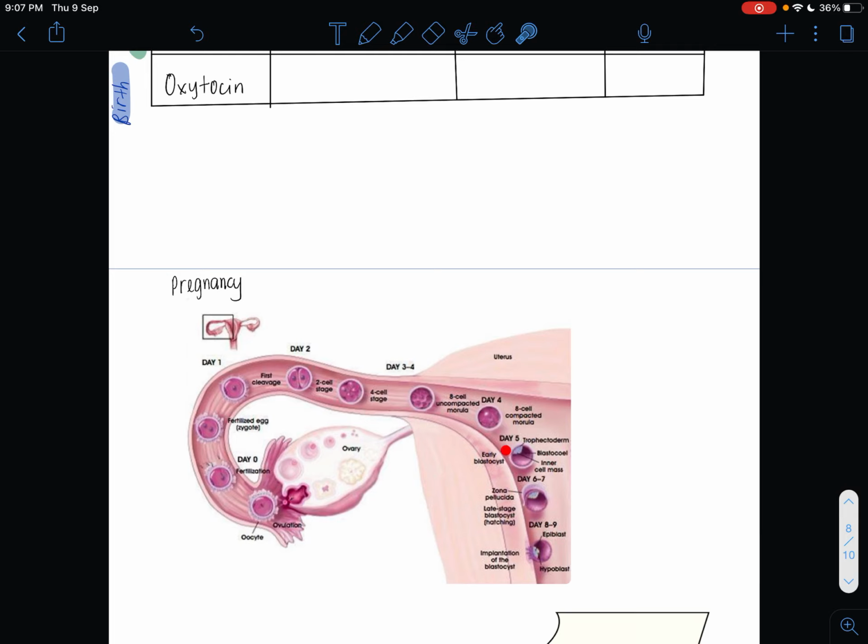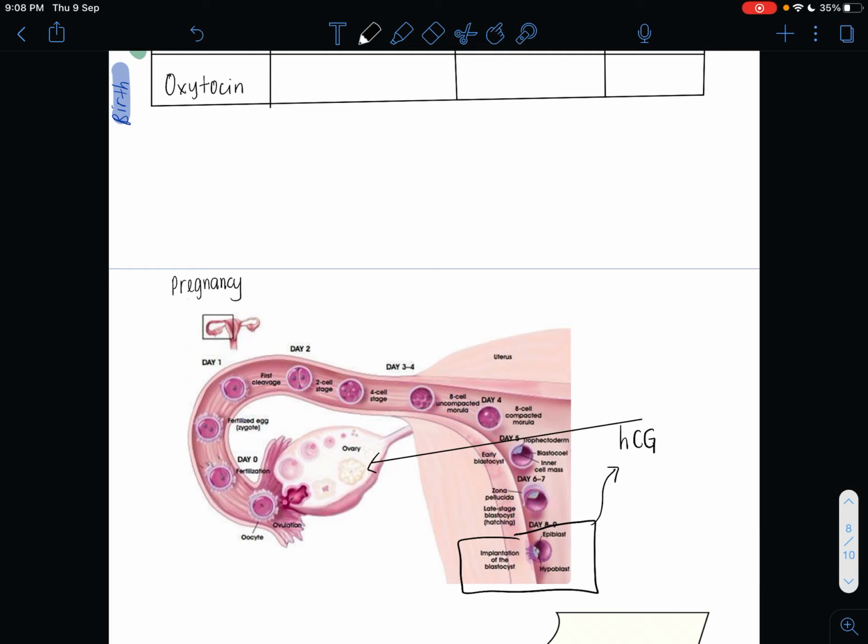So that ball of cells will travel from the fallopian tube into the uterus and implant in the uterus wall. Now the implantation of the blastocyst will cause secretion of the HCG hormone.